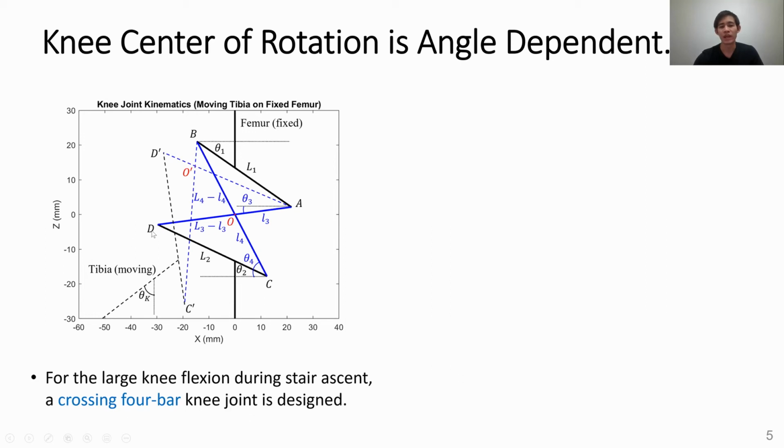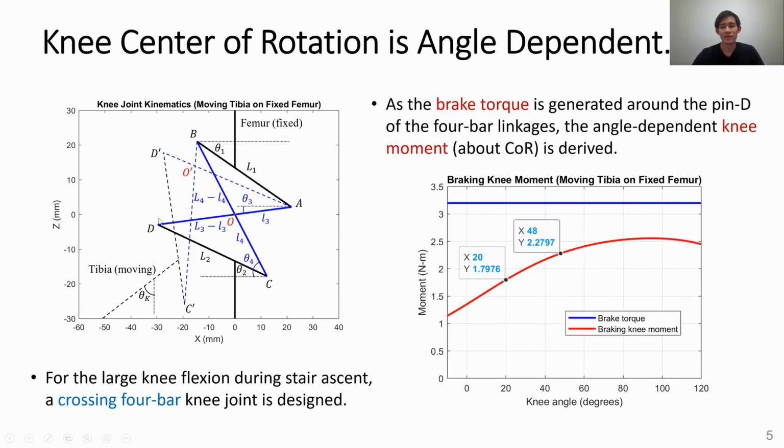In our case, we put the brake at the point D, and we derive the relationship between the torque around the point O that is generated by the brake put at the point D. And if we have a constant brake torque, the real torque about the point O is lower than the constant brake torque. In our case, we plan to use the brake to support between the knee angle from 20 degrees to 48 degrees. So we have a slightly lower magnitude of the brake moment about the knee joint as compared to the constant brake torque that we apply at the point D.